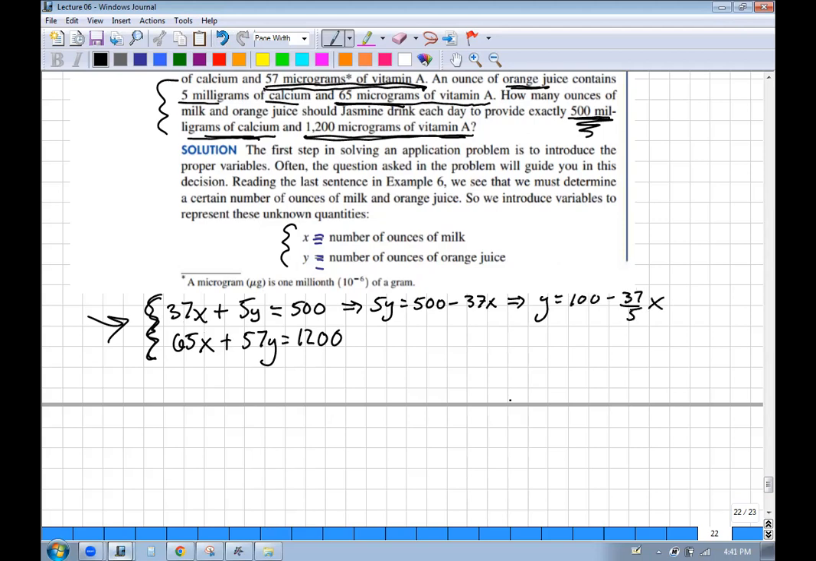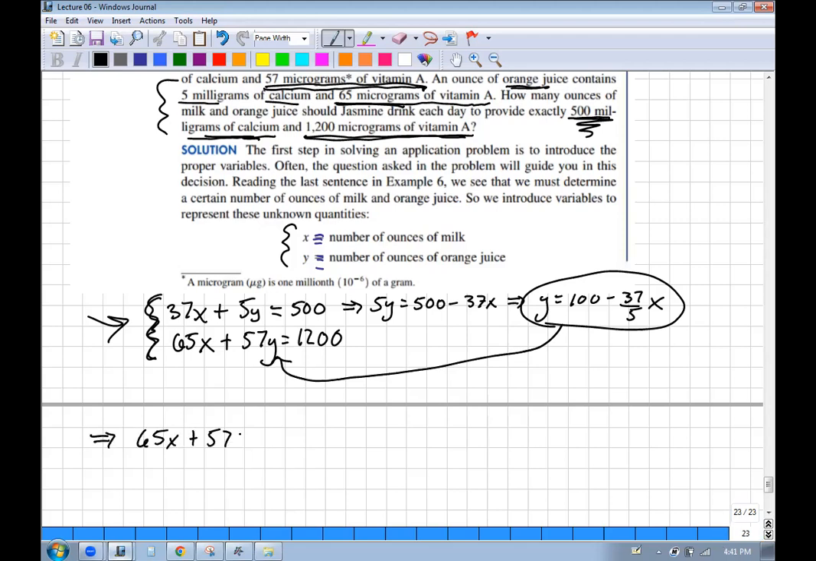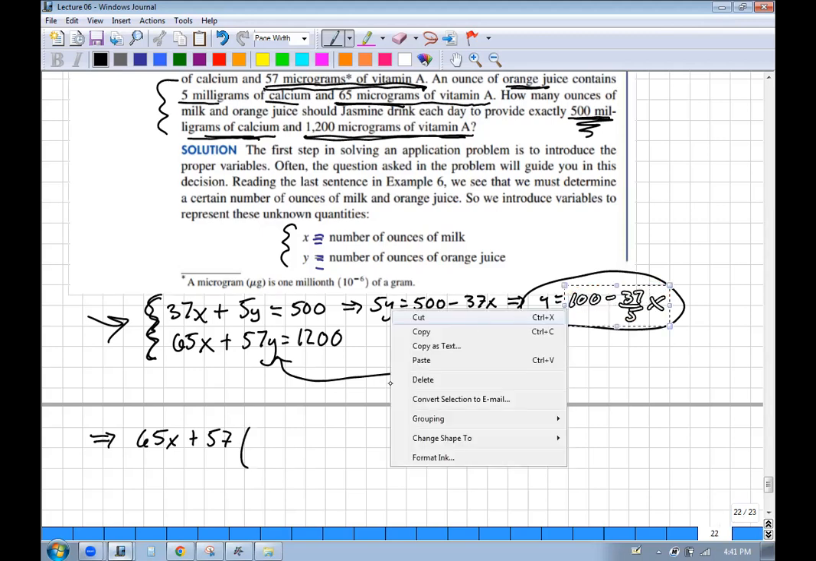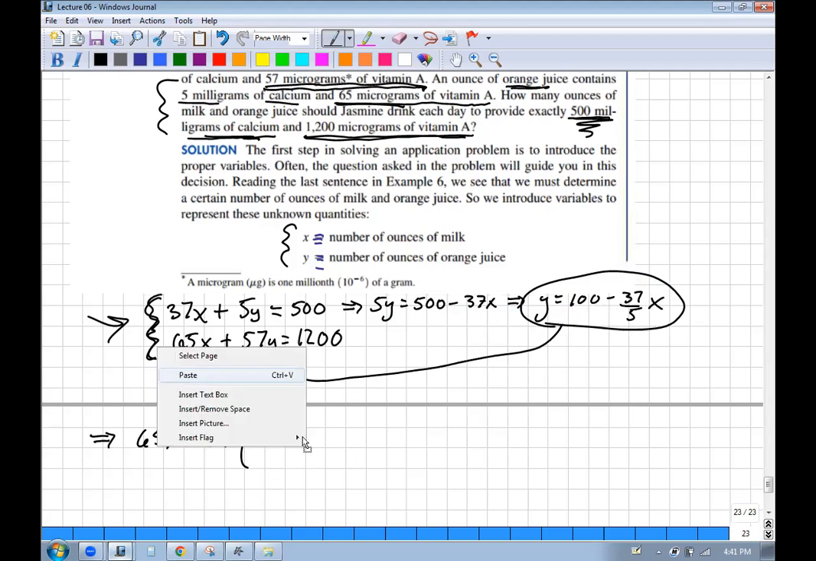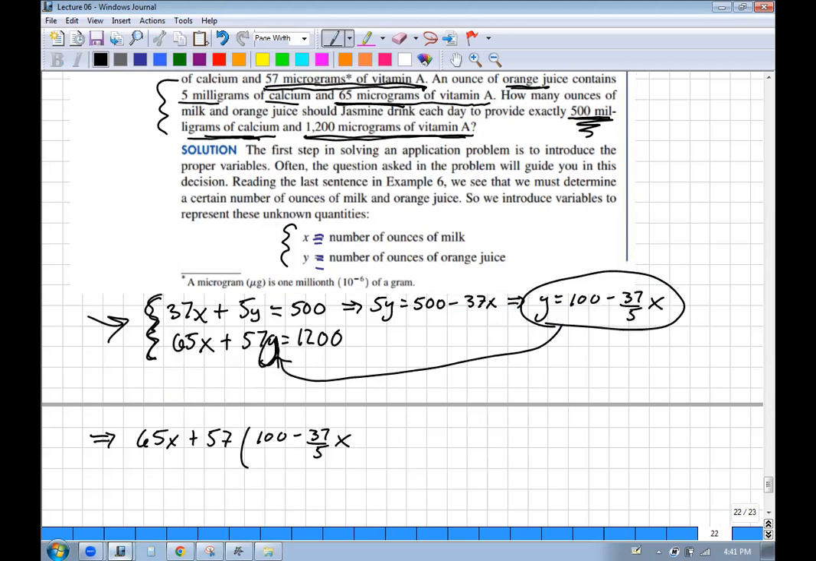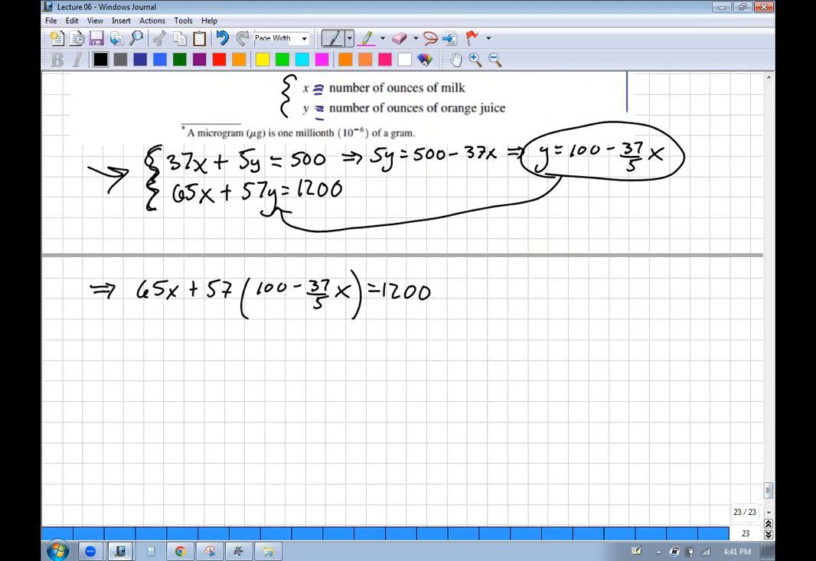I get that. So these are ugly numbers, right? I found out what y is in terms of x. I'm going to plug it into that. So we get 65x plus 57 times this pile of stuff. That's what my y is. And then I get equals 1200. Okay, so now I can solve for x.